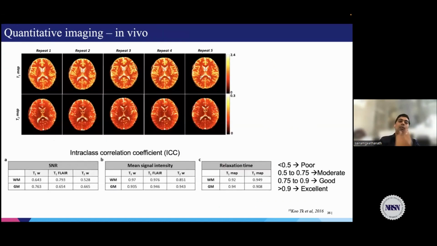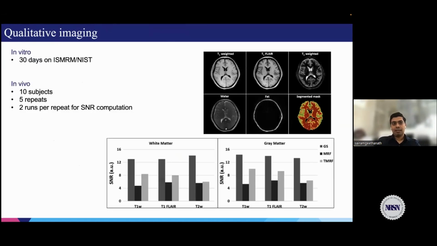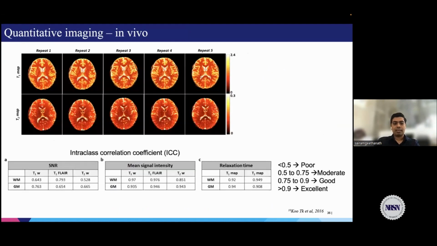Now, on the quantitative imaging, I showed you qualitative imaging on the repeatability side here, and the quantitation across those volunteers and subjects here. You can actually see the quantitative imaging here, which is on the T1 and T2 for a particular volunteer. You can see the 5 repeats. And you can see some changes in motion, but more or less you can see that the maps in the anatomy are highly repeatable with the T1 T2 maps.